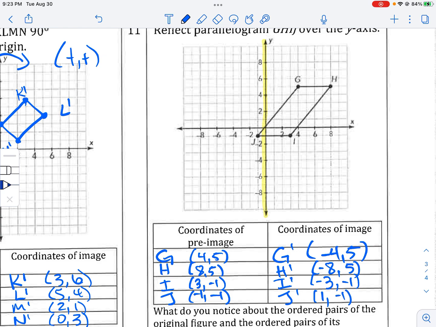So let's do this. So -4, 5, that's G prime. -8, 5, H prime. -3, -1 is I prime. And 1, -1 would be J prime.